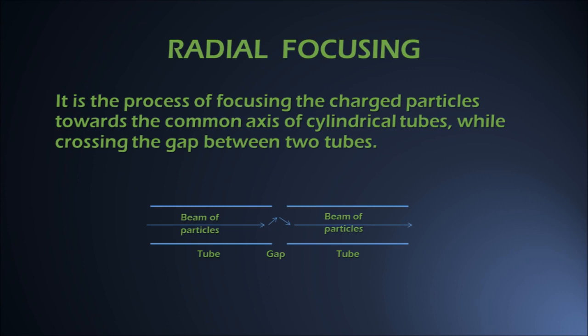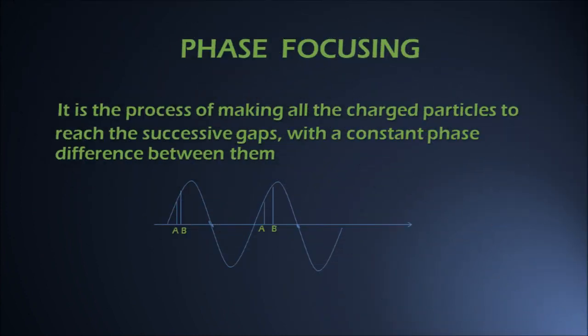After this, next main point of discussion is phase focusing of charged particles. Because of different amounts of energies gained by different particles, the phase difference between any two particles gets changed in successive gaps. The process of making all the charged particles to reach the successive gaps with a constant phase difference is called phase focusing. So these two focusing processes are very necessary for proper functioning of a linear accelerator.